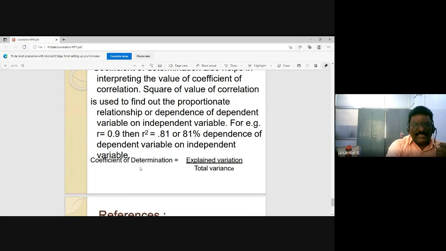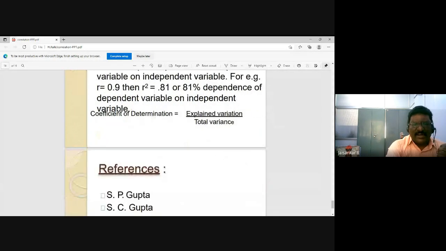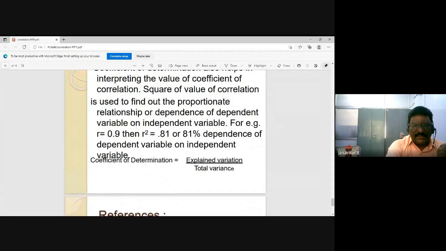So there is a thing called the coefficient of determination. What is the coefficient of determination? It explains the variation relative to the total variation. This describes how much the data contributes to a variation in the other variable. I'll tell you what it is when explaining regression.